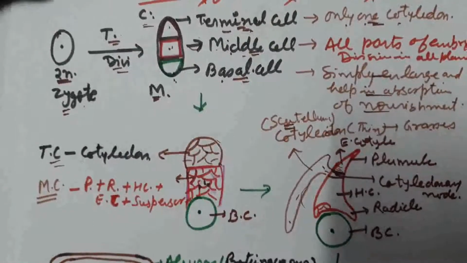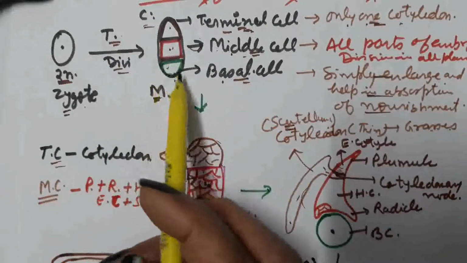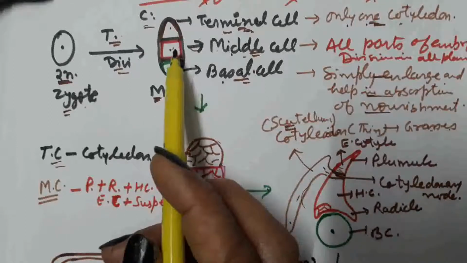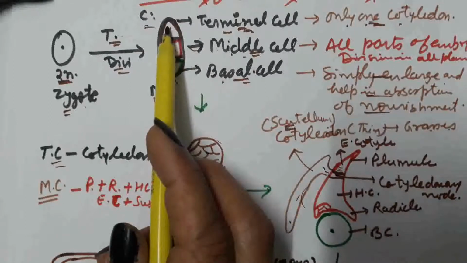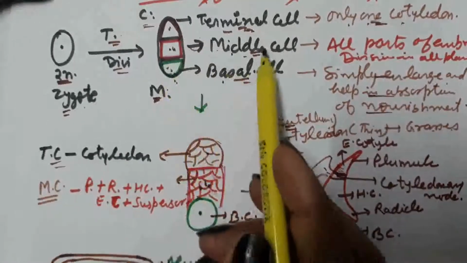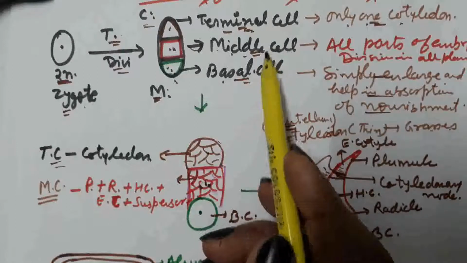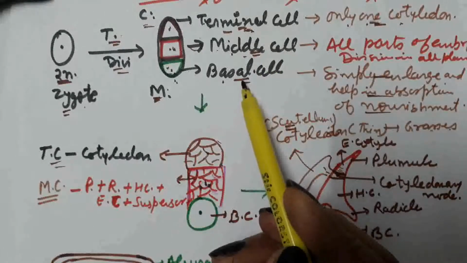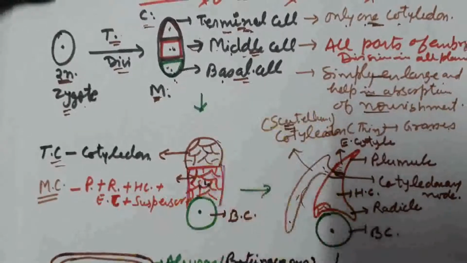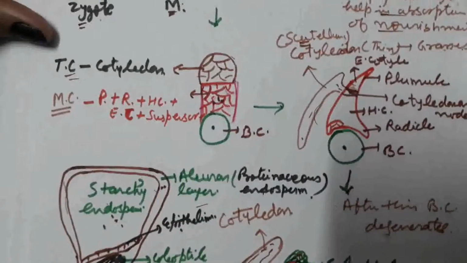Let's take a quick revision once. What happens in this case? First, zygote divides by transverse division, and 3 cells are produced. Towards the micropylar end the basal cell is produced. In the middle the middle cell is there, and towards the chalazal end the terminal cell is produced. With the help of the terminal cell, only one cotyledon is produced. Middle cell forms all the several parts of the embryo and divides in all planes. In the basal cell, no division takes place, it only enlarges in size and helps in the absorption of the nourishment. After further development in all the 3 cells, this type of structure we obtain.